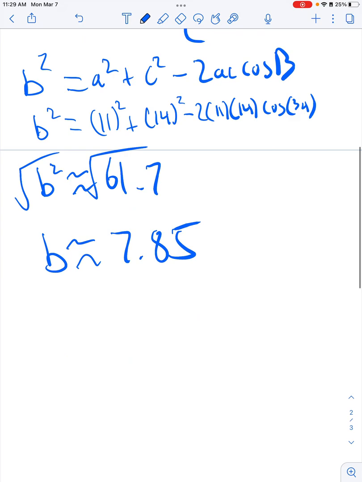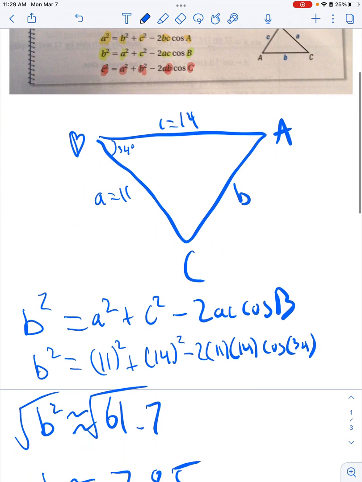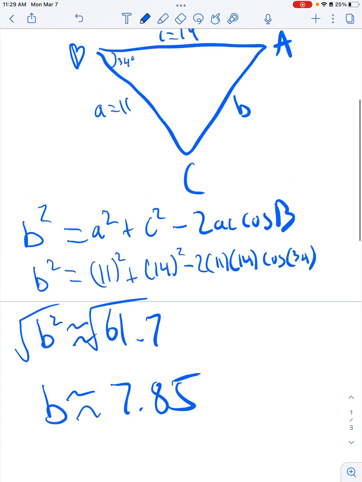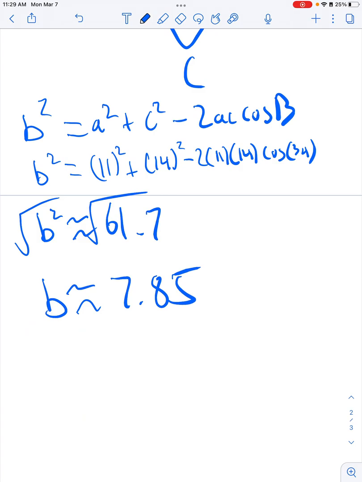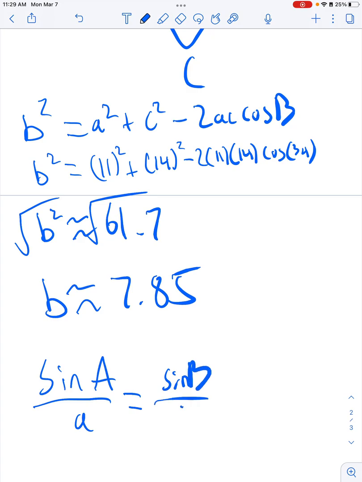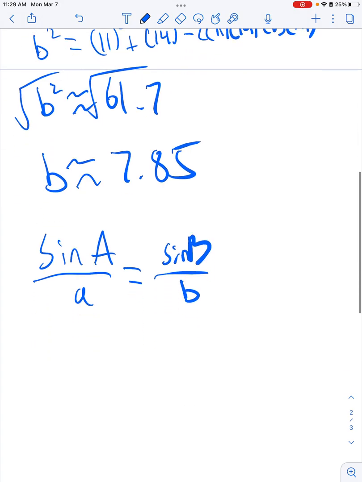Once we have this information, we can use what we've previously learned, the law of sines, to solve for the angle A. Because again, we found that B is about 7.85, but we don't know what angle A or angle C is. So if I use my law of sines, which I learned last lesson, I'll say sine A over A equals sine B over B.